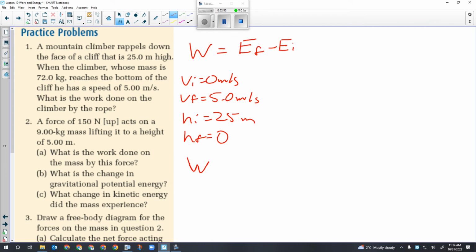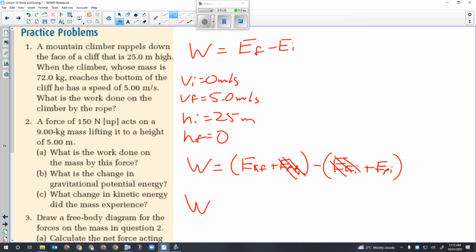It'll look something like this. Work equals my final kinetic plus my final potential, minus my initial kinetic plus my initial potential. Are any of those 0? Which ones? Final potential and your initial kinetic. Did this question just get a lot simpler?